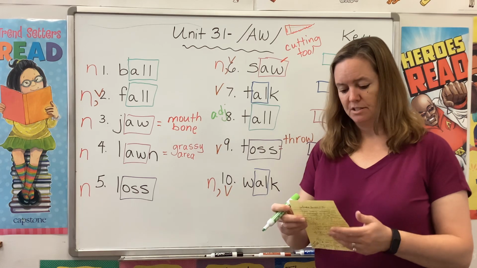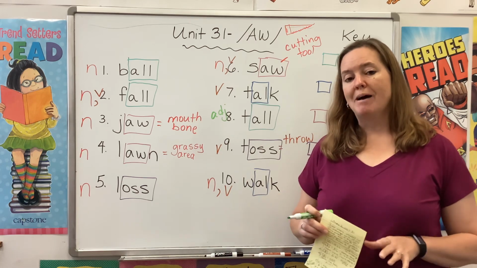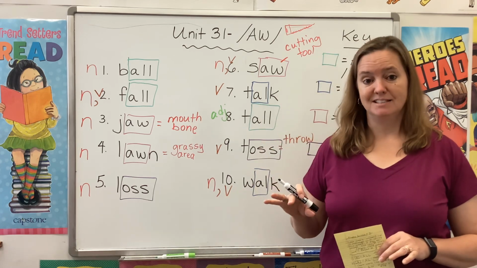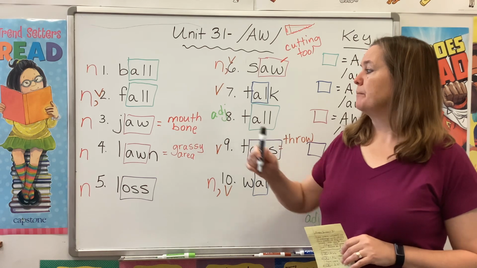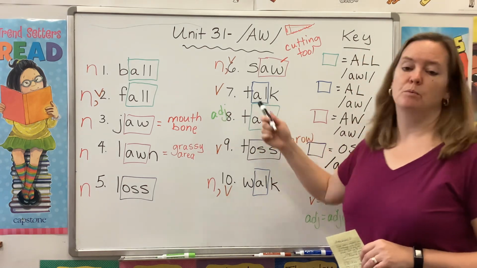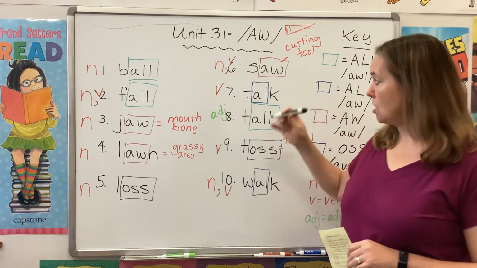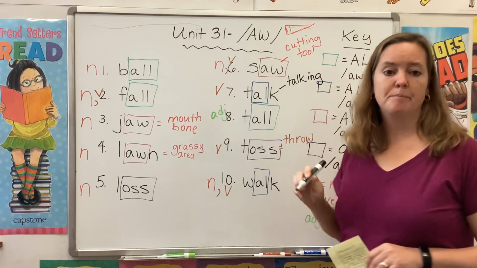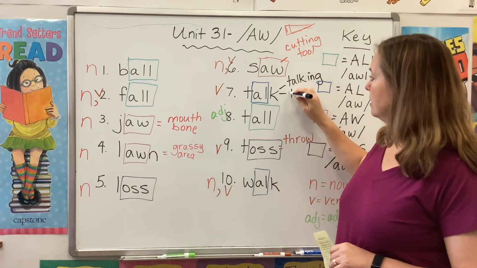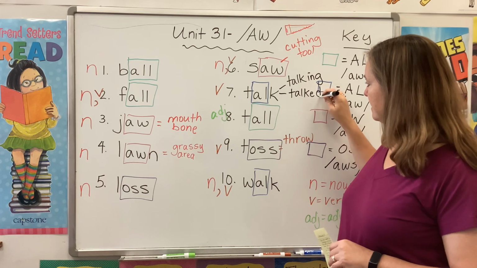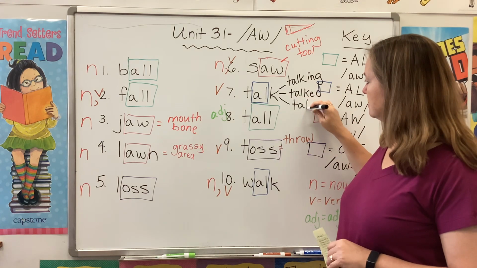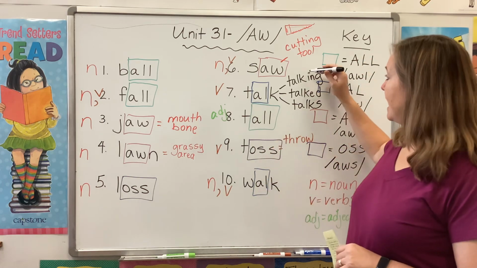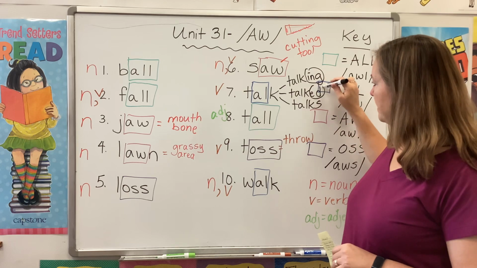Okay, what else do we need to talk about? Oh, let's go back and look at our verbs and see how to add suffixes to change their part of speech. So, for instance, let's look at the word talk. Now I talk. I am talking to you. Yesterday I talked to my friend. She talks a lot. Notice I took the word talk and I added 3 different suffixes to it.